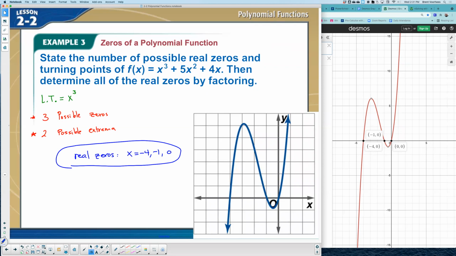Okay, question over vocabulary. What's the difference between a possible 0 and a real 0? The real 0 actually happens, and you've verified it's there on the graph. The possible, where do you get that from? The power of the leading term. That's the difference. So be very careful when you see those words, what they mean.